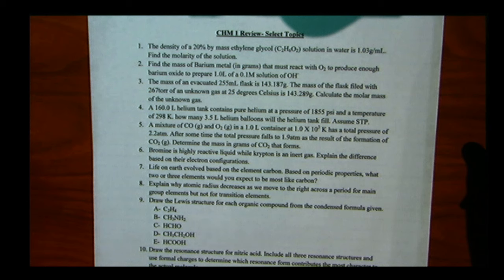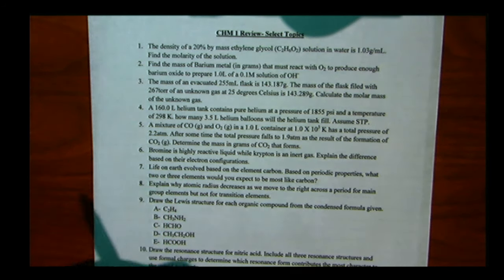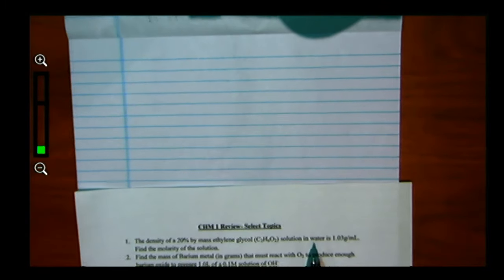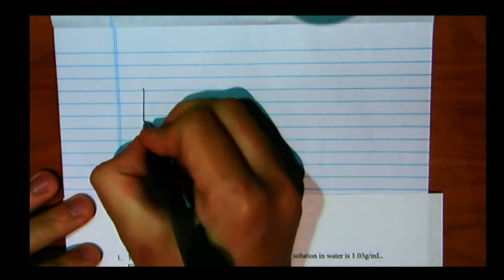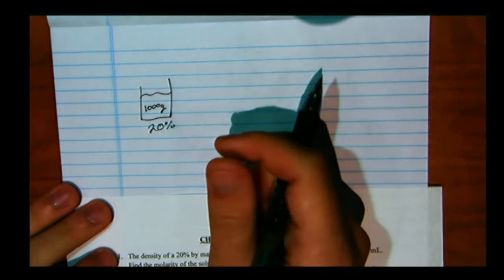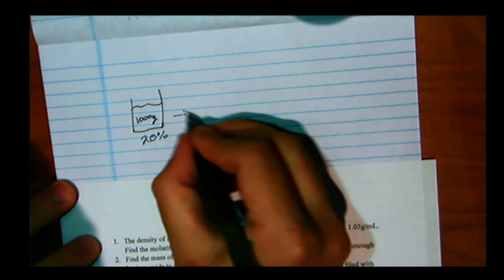Number 1. All right. The density of a 20% by mass ethylene glycol solution in water is 1.03 grams per milliliter. Find the molarity of the solution. So if I have a solution and it's 20% ethylene glycol, I'm going to percentages. We can always just kind of guesstimate a number. So in this case, I'm going to say I have 1,000 grams. That's what I'm going to assign to my solution. Does that make sense? So that means that 200 grams of this is my C2H6O2. Yes, we good with that?